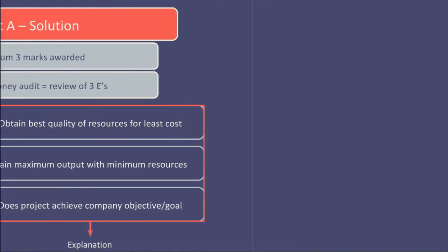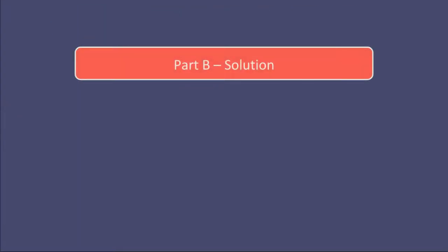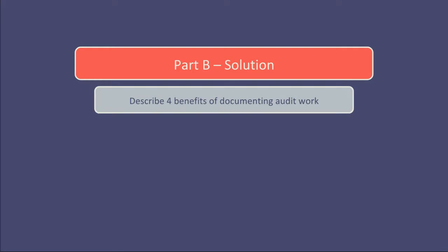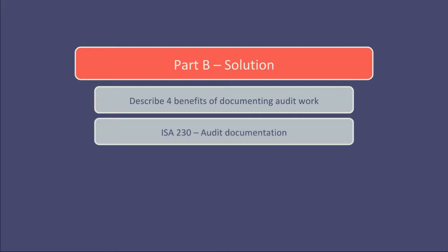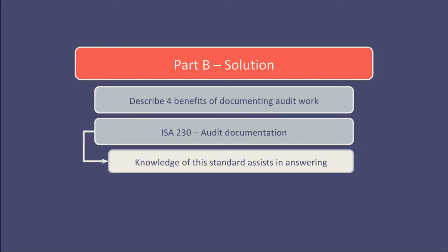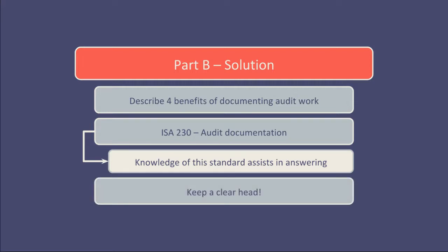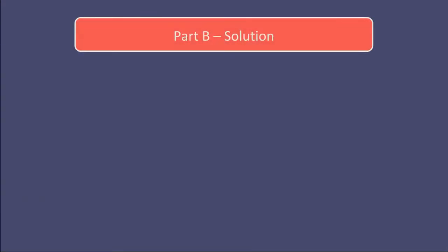A. Part B, we must describe 4 benefits of documenting audit work. ISA 230 is the auditing standard that tells us what is needed in terms of audit documentation and why they should do it. This standard therefore assists with the answer for Part B. Many candidates would have been able to score marks here if they had kept a clear head and thought about why documenting evidence is important. Here are a few ideas of the benefits.